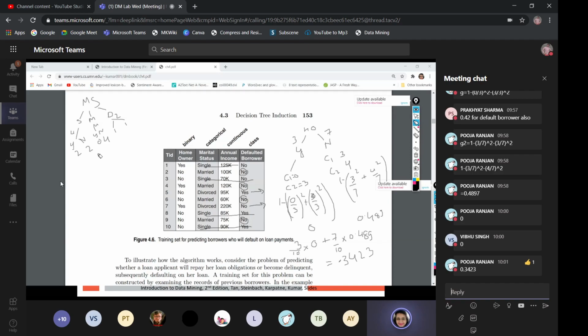Now compute the Gini index. There were a total of 10 records. This is 4, this is 4, and this is 2.